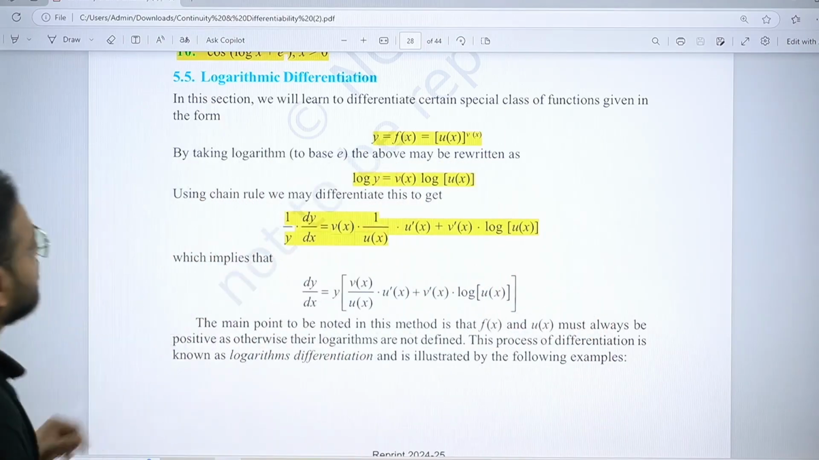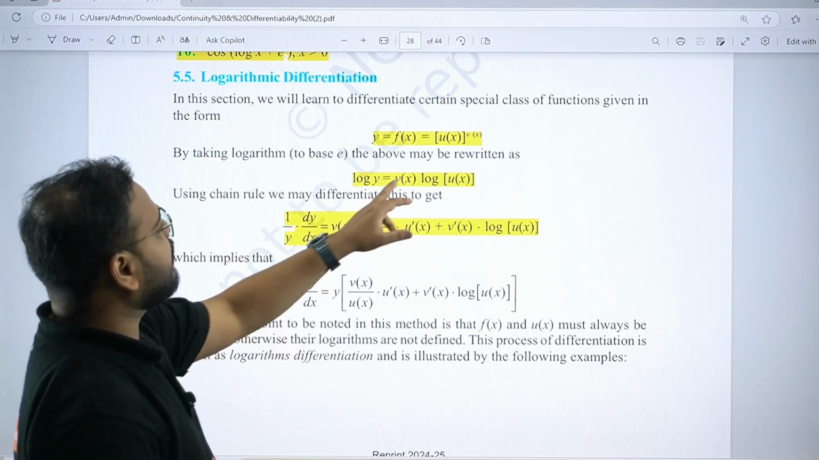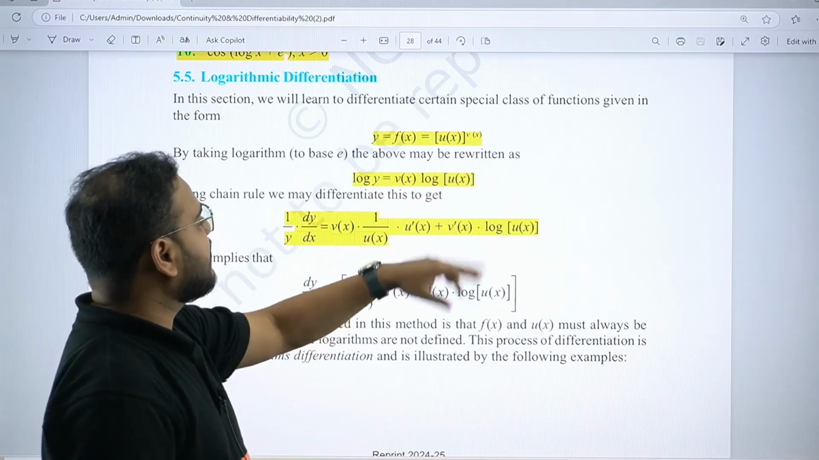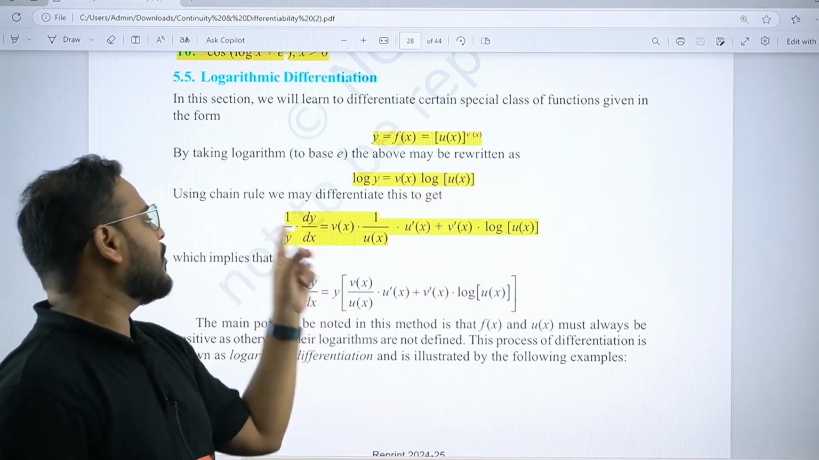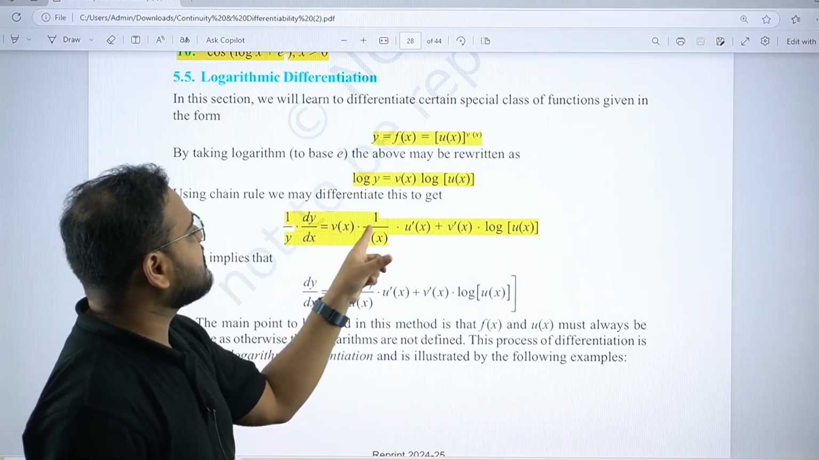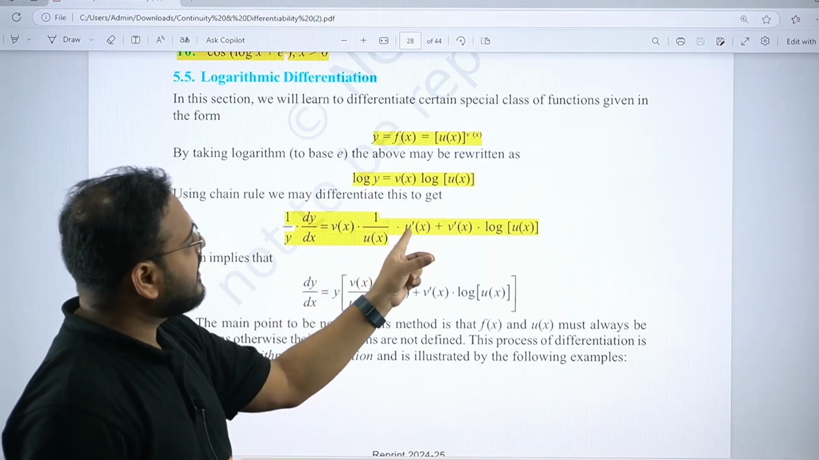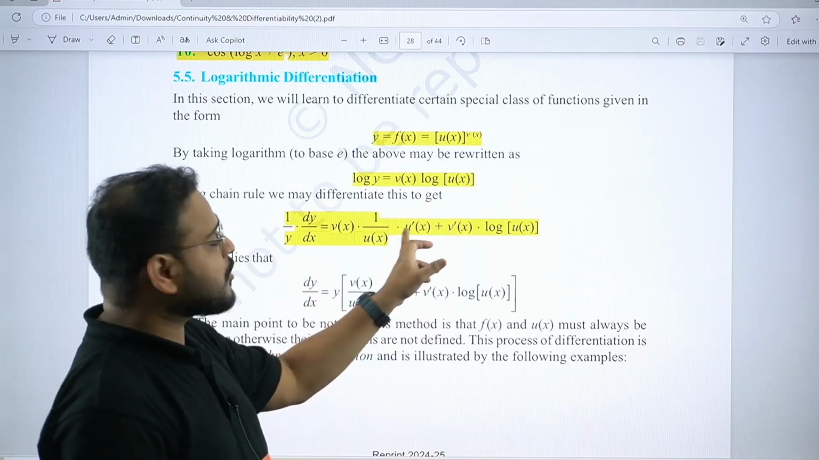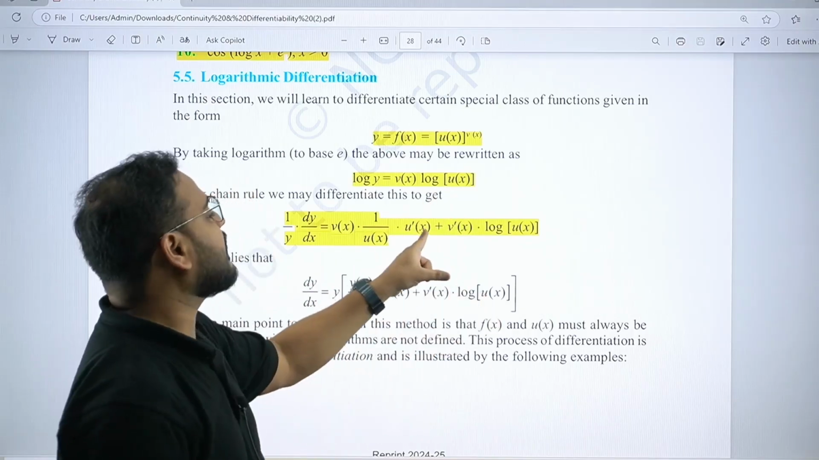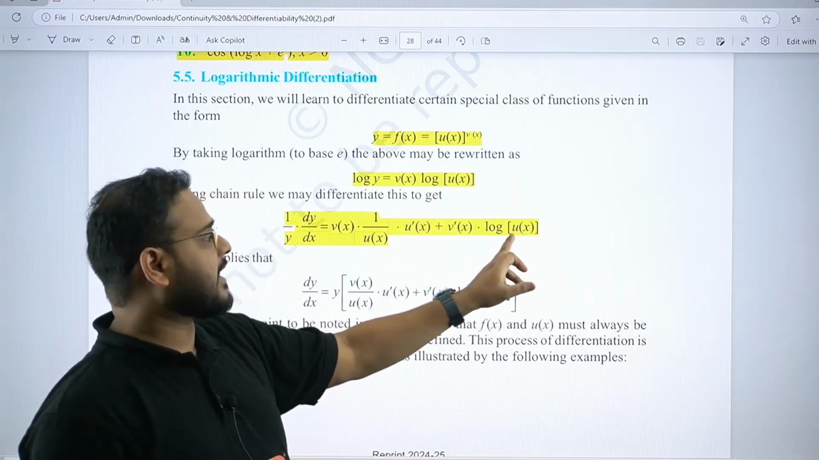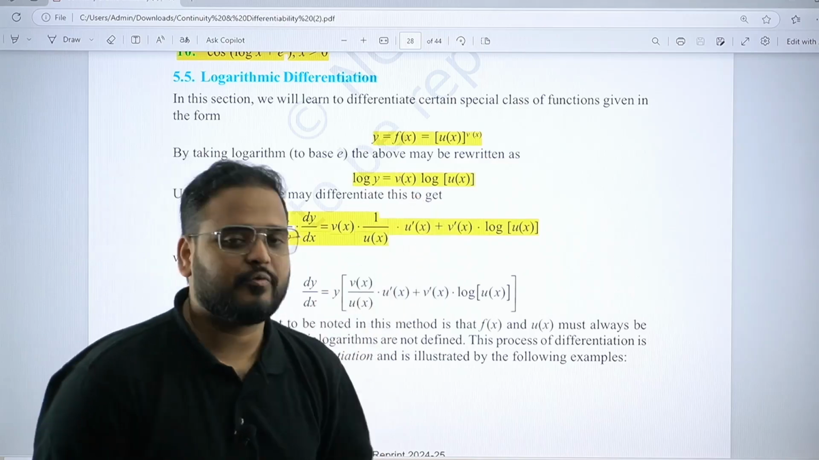Okay, same things done over here. Applying log, it will become what, bachcha? The v(x) will come as the coefficient, then you differentiate as an implicit function: 1 by y, dy by dx. v(x) you keep as it is and then differentiate log, it will become 1 by u(x), and then differentiation of u(x) also again because of the chain rule, so u dash of x. Next, bachcha, what you do? Keep log as it is and differentiate v, so v dash of x.